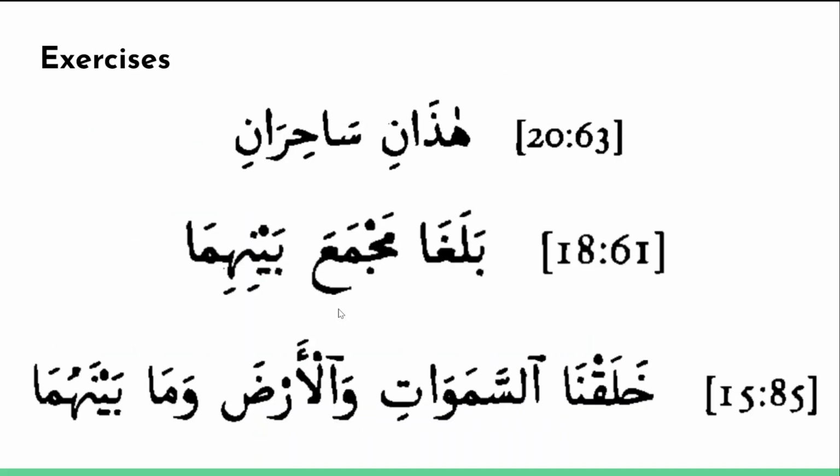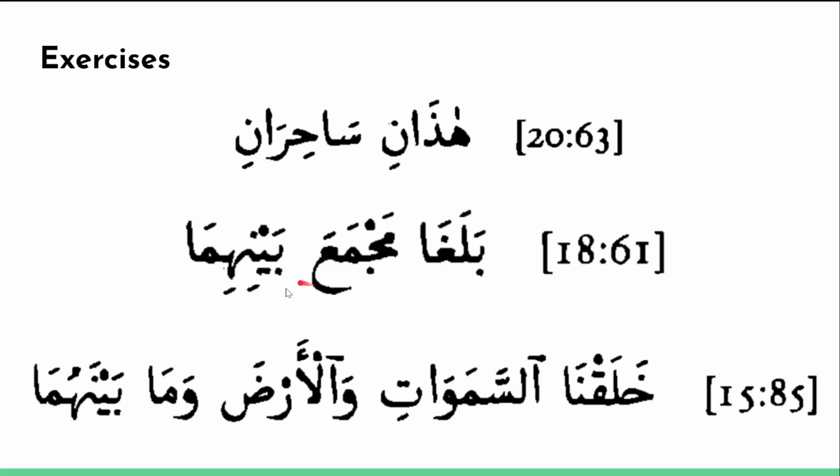All right. We'll end there. So here's a few exercises. You don't see dual too often in the Quran, so there's not a lot of examples I can give you, but I can give you a few. So the first one is hadani sahirani. So sahir means magician. Hadani sahirani. What does that mean? These two are two magicians. Or these two are magicians. Okay?